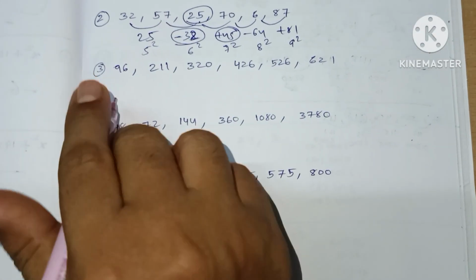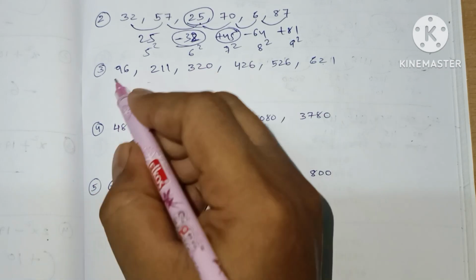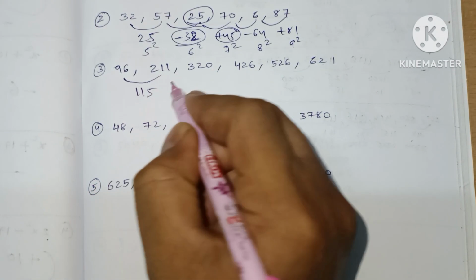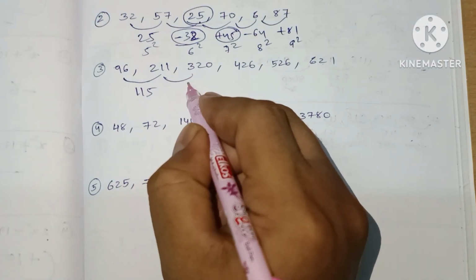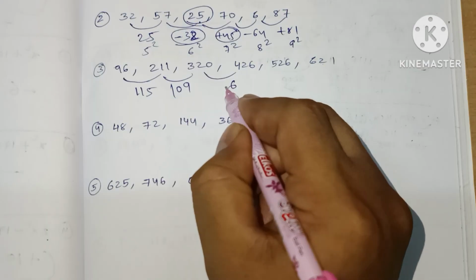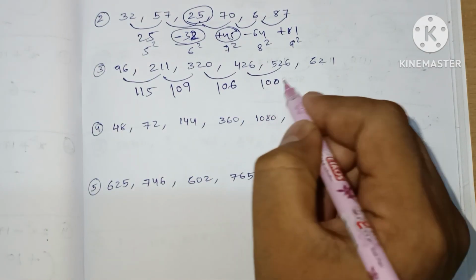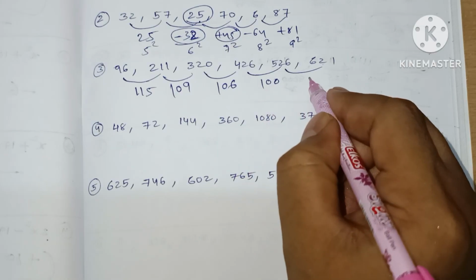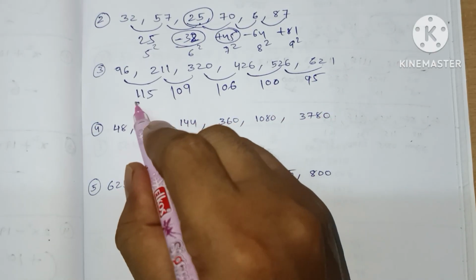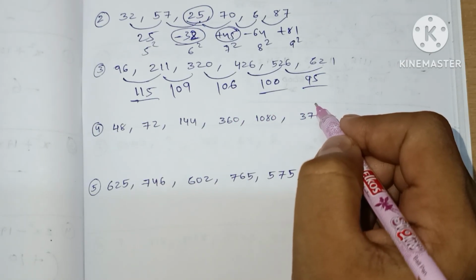Okay, next, third question. Here these numbers are slightly varying, so we'll go with the differences. Here the difference is 115. Here the difference will be 90 and 1. Here the difference is 601. Here the difference is 001. Okay, 100. Here the difference is 5 and 95. This is 5 multiple. This is 5 multiple and this is 5 multiple.